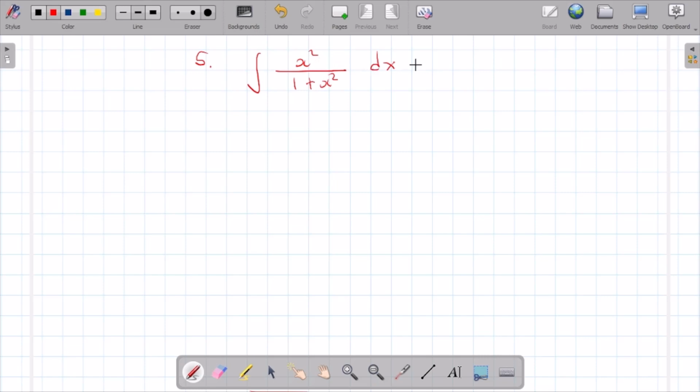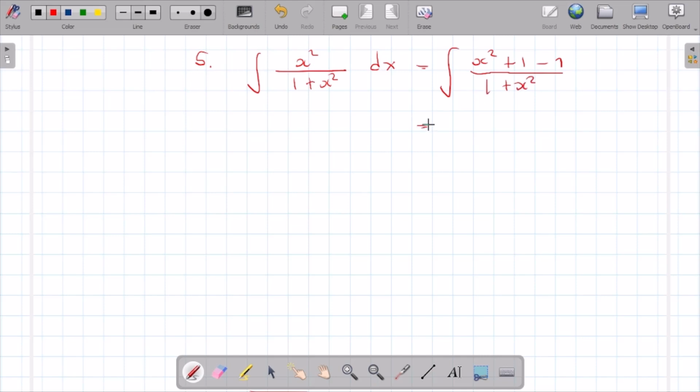So I can say that this is going to be equal to the integral of x squared. For us to equal the denominator, we are actually missing a 1. So I'm going to add a 1. But then I have to subtract the same quantity, the one that I've added, so that I do not change the value of the integral. All right? So we have 1 plus x squared.